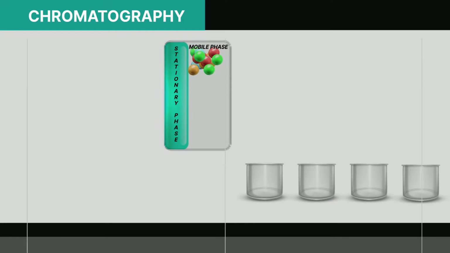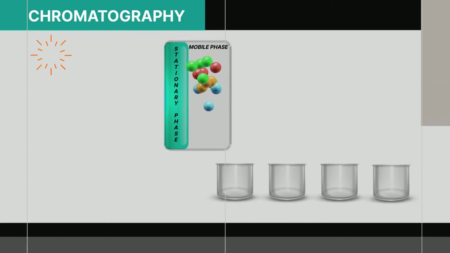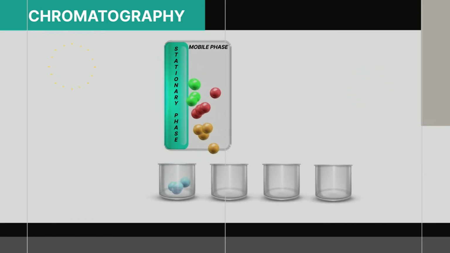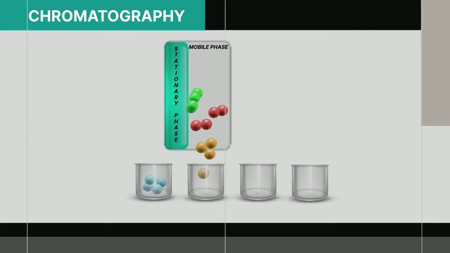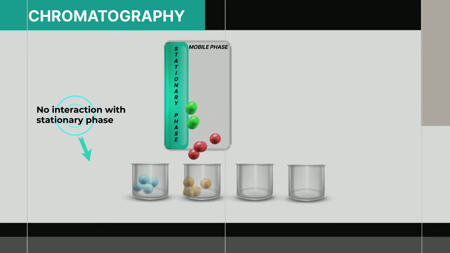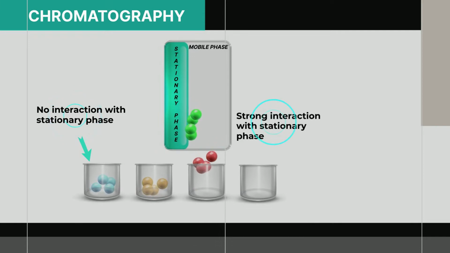Chromatography is a physical chemical separation method used to separate a mixture into its individual components based on analyte distribution between a mobile and a stationary phase. Molecules that do not interact with the stationary phase elute first, and the ones that interact with the strongest elute last.